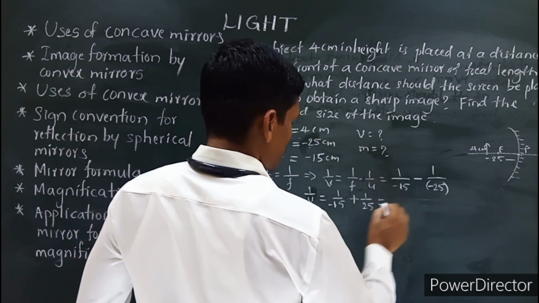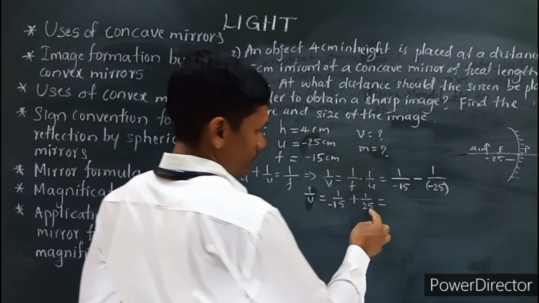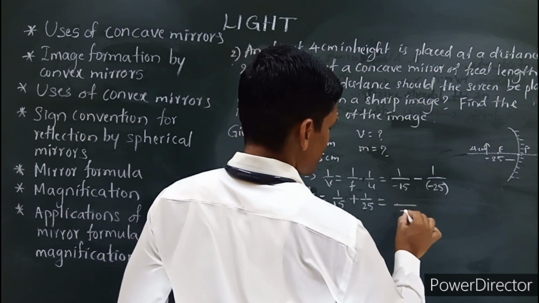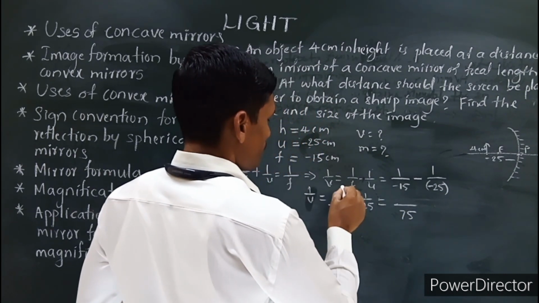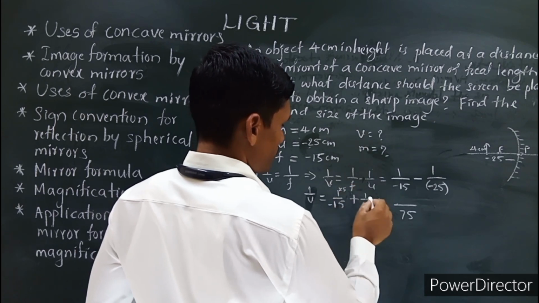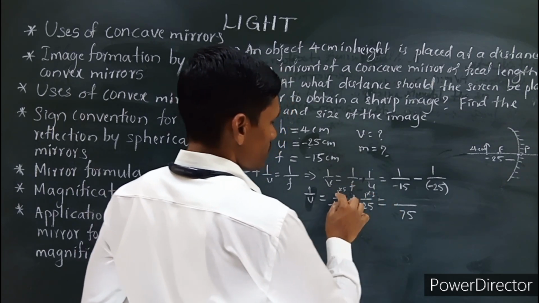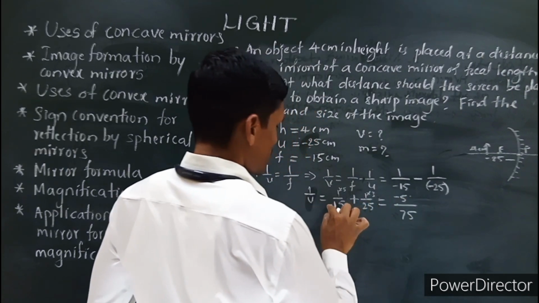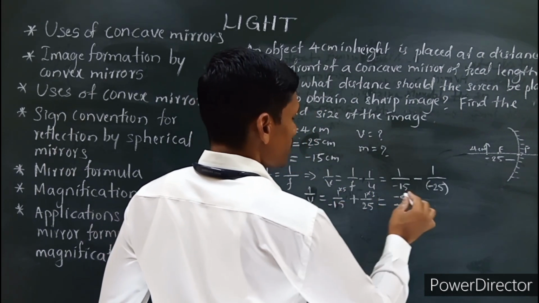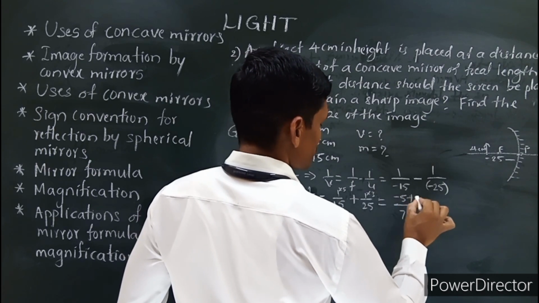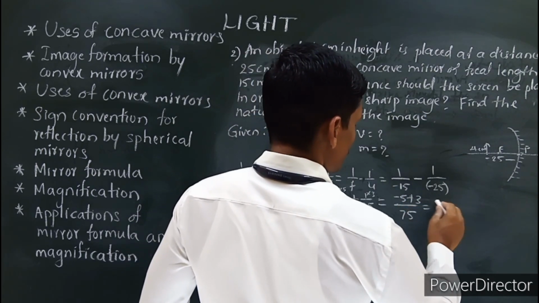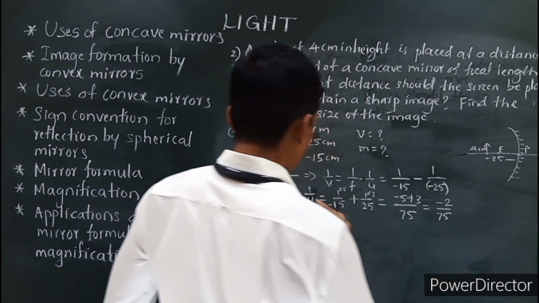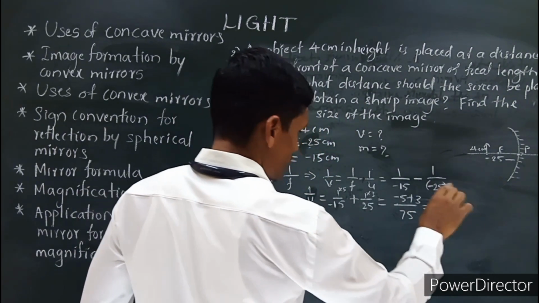Now after this, taking the LCM, 75 is the LCM. 15 5s are 75, 25 3s are 75, right? This is minus 5. Here minus is there, minus 5. Next here 3 plus 3. This gives what? Minus 2 by 75. 1 by v is equal to minus 2 by 75 we got.